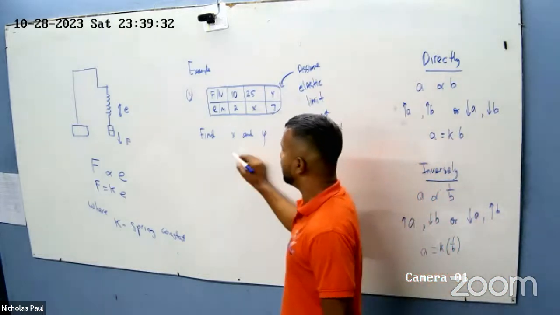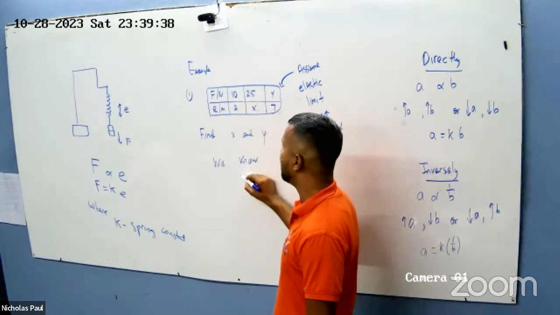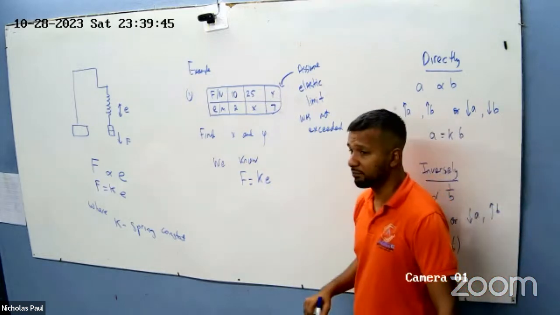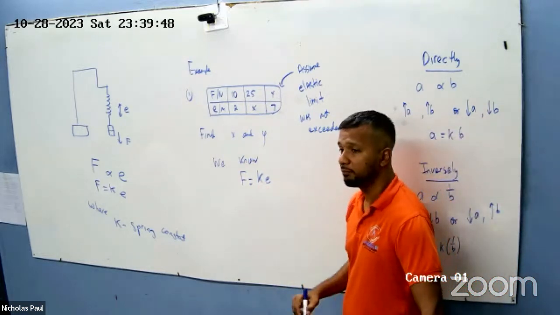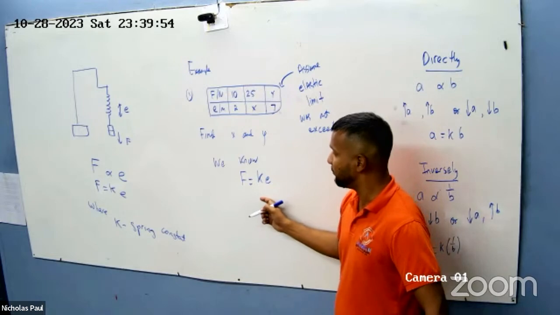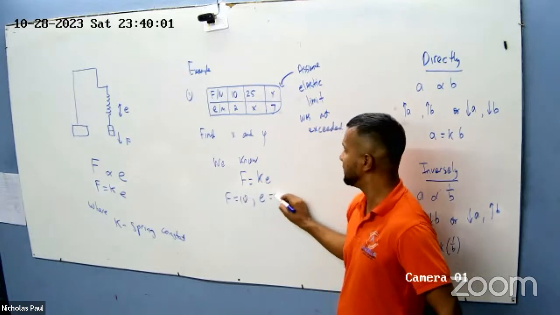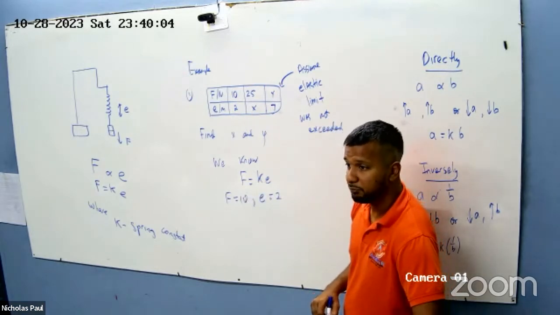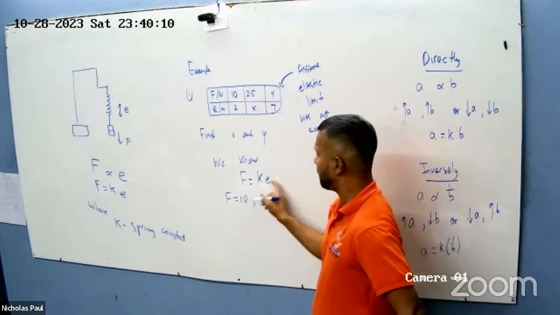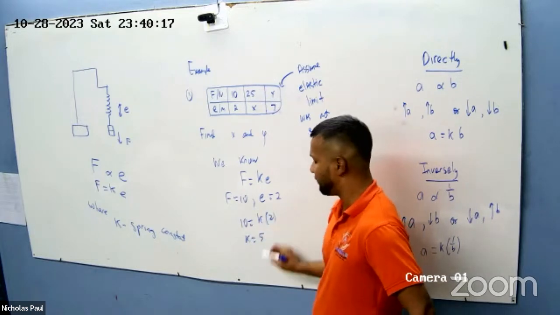All right, so first things first, what do we know? We know this is Hooke's law being applied here, and we know that F is equal to KE. But we don't know K. How do we get K? Substitute some values. We know F is equal to KE, and we know that when F is 10, E is 2. So we can plug it in here: 10 is equal to K times 2. So K is equal to 5.